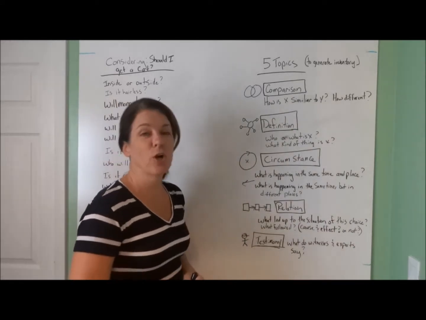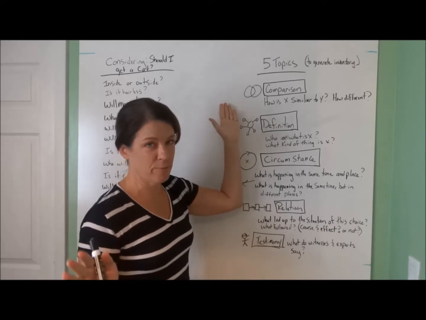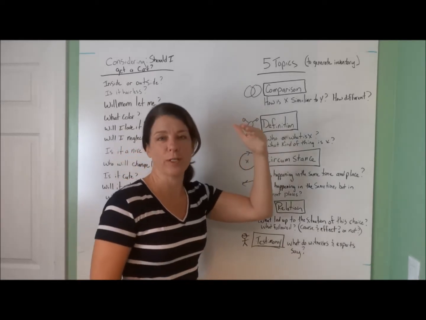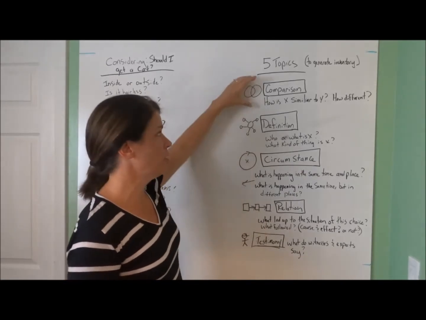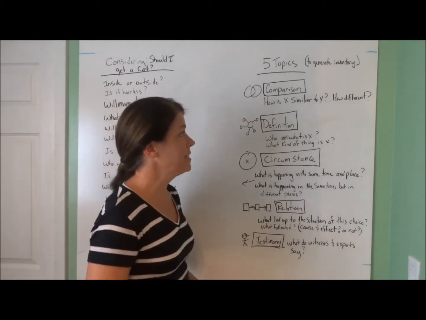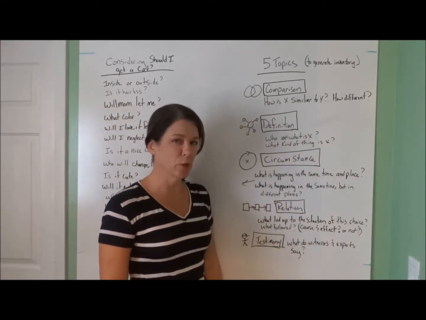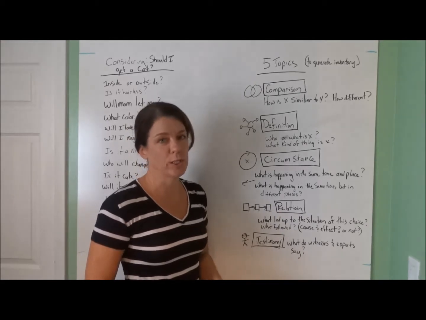This over here, these are called the 5 topics of invention. There's way more than 5, but we're just going to learn these. They're like the most important, strategic, helpful ones, okay? The first one is comparison. So this is the graphic that I use to understand comparison. And the question that I ask is, how is X similar to Y? How is it different? We use comparison all the time.